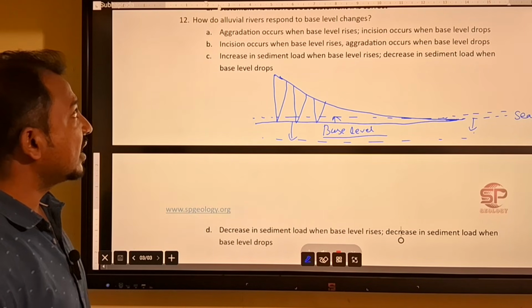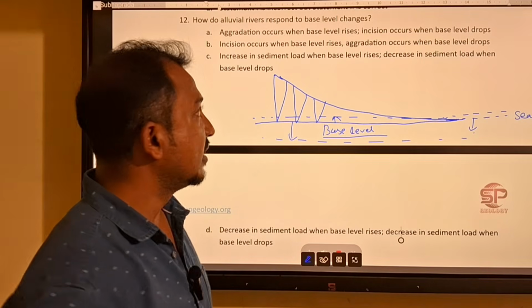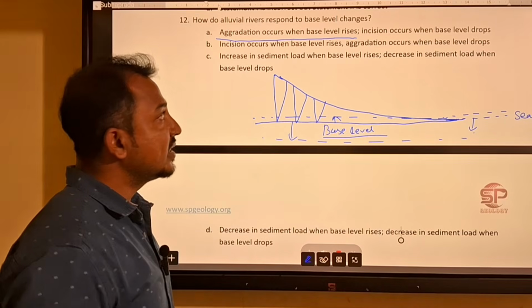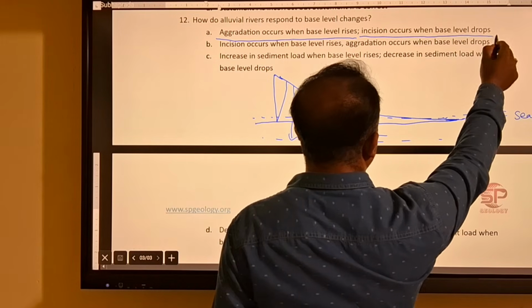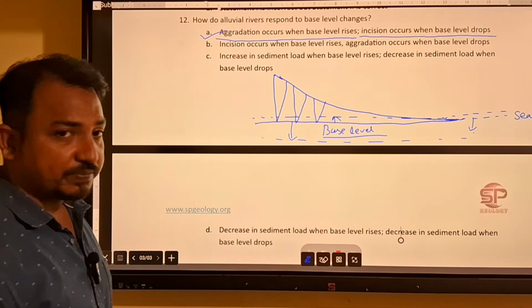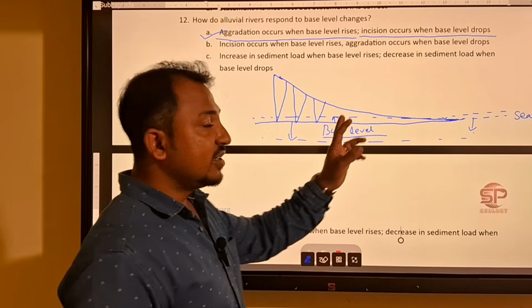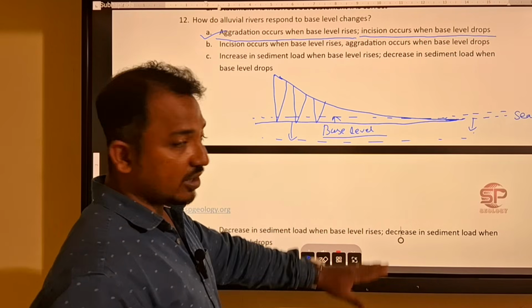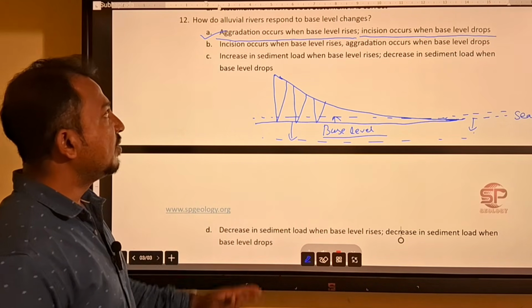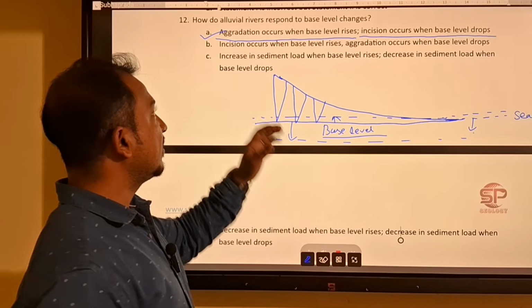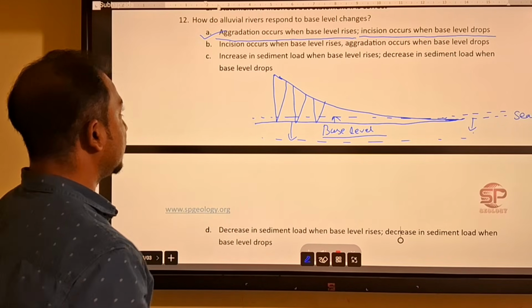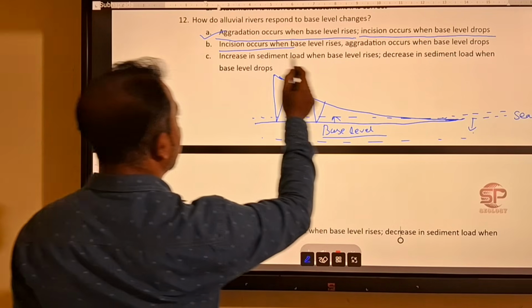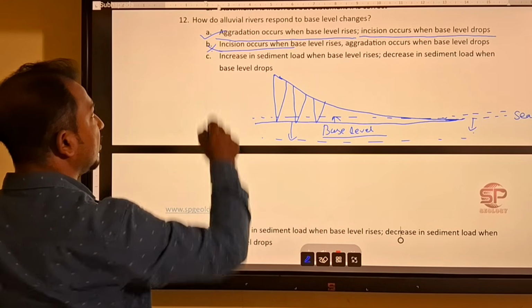Let's see. First statement: aggradation occurs when base level rises. Incision occurs when base level drops. This is the correct statement, because incision indicates degradation. So when sea level falls, base level will fall, and there will be incision or downcutting. When base level rises, or you can say sea level rises, there will be deposition, which is called aggradation. So 'incision occurs when base level rises, aggradation occurs when base level drops' is incorrect.